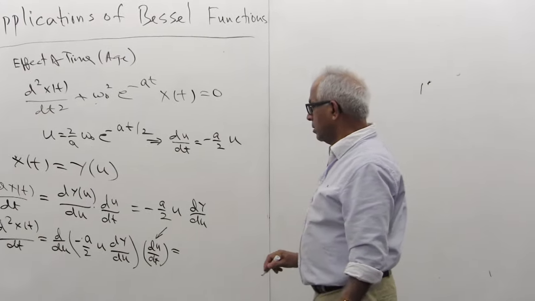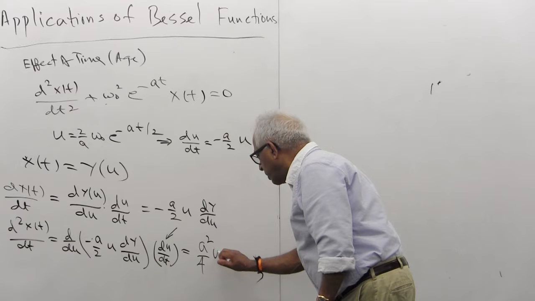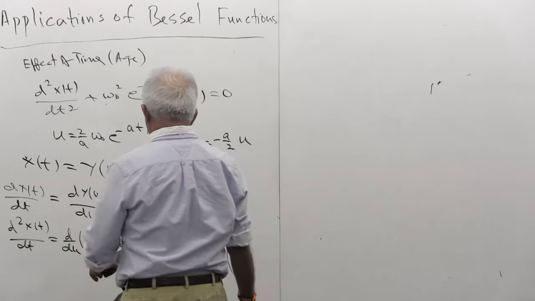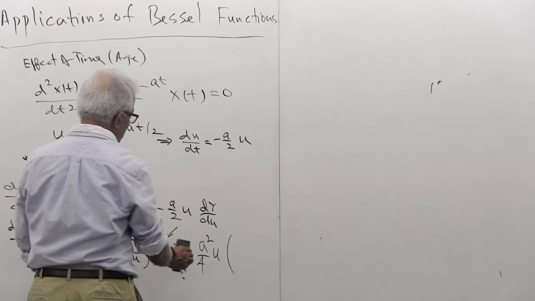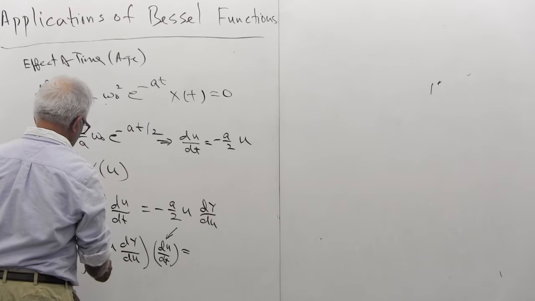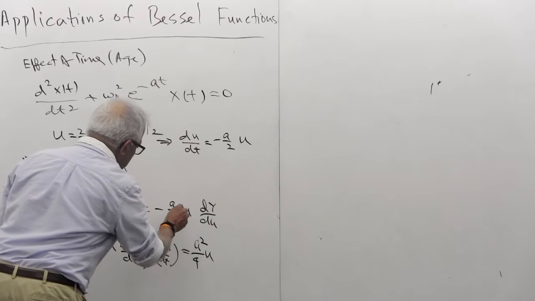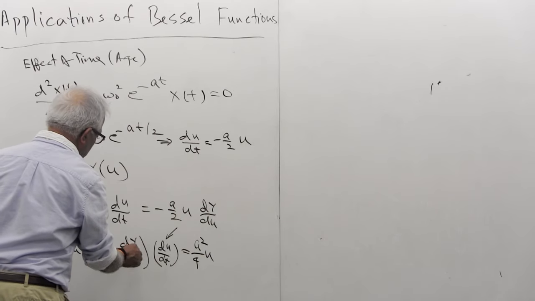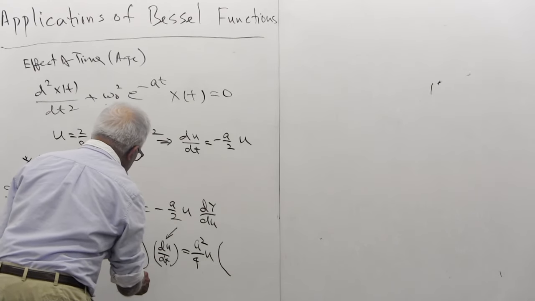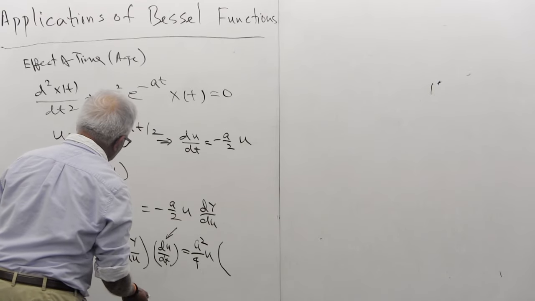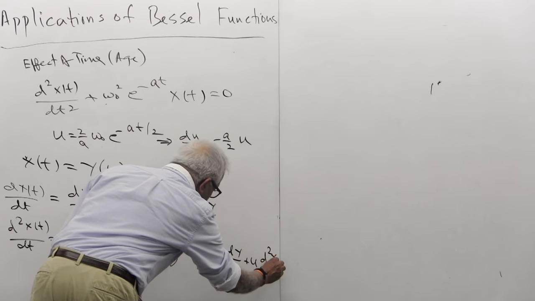If I substitute that, we pull out minus a by 2, so that becomes a squared by 4, then u. So this needs to be done. This a squared by 4 is fine, and u is fine, that's from this part, with a by 2 pulled out. But then you have to take the derivative of this. So that will be u multiplied by the derivative of u with respect to u, which is 1. So that's just dy by du plus u multiplied by d squared y by du squared.